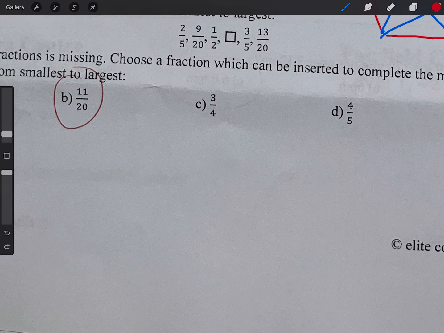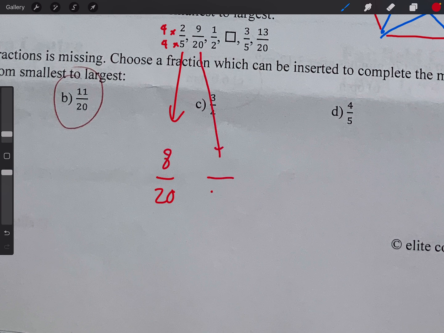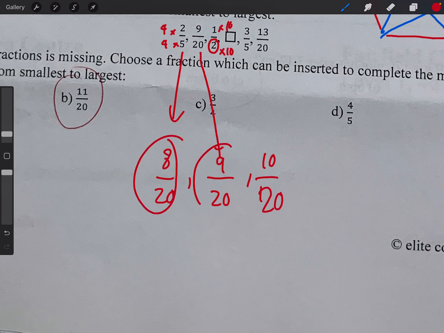So this one, we can say it's over 20. To turn a 5 into a 20, I must times it by 4, which means I times the top by 4, that's 8. 8 over 20. This one, I want it over 20 as well. The top is already 9. Now this one, to make a 2 into a 20, I must times it by 10, times the top by 10. You can see it's 10 on 20. And already you can see a pattern, right? 8 on 20, 9 on 20, 10 on 20. What do you think the next one is? Obviously it's 11 on 20.